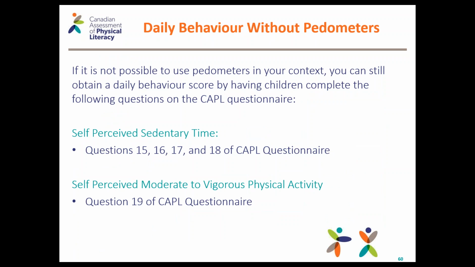So, daily behavior without pedometers. Sometimes it's not possible to use pedometers, but you can still obtain the daily behavior score by having children complete some of the questions in the questionnaire. We ask their self-perceived sedentary time and their self-perceived moderate to vigorous physical activity, and those are found in these questions on the questionnaire. So no worries if you do not have access to pedometers, you can still get information about the child's daily behavior.